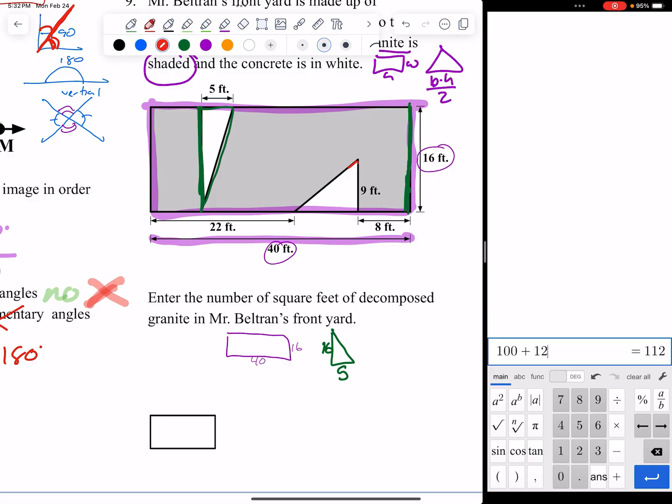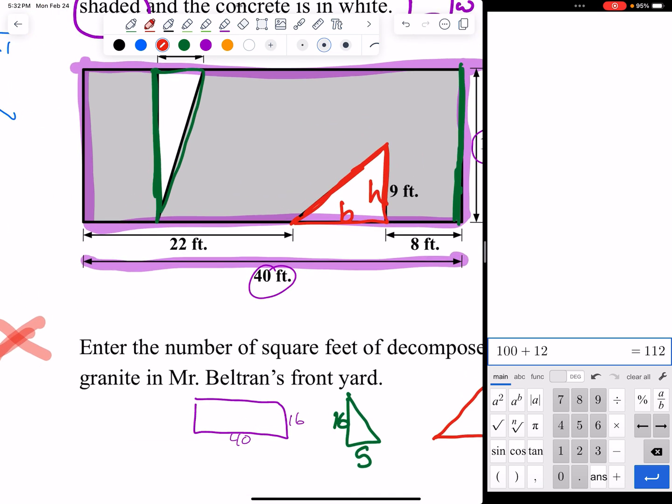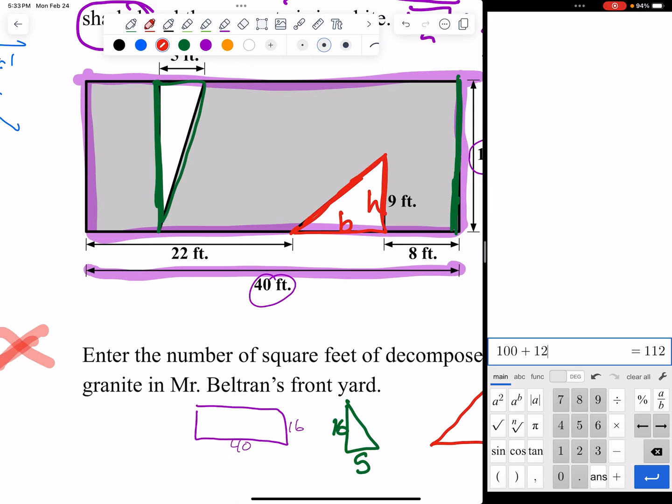Then I also have to get rid of this triangle. So what's the bottom and what's the height? So I have another triangle. The height is 9, and the bottom, aka the base, what is it? So they gave me other numbers, right? They said that from here to here, it's 22. Then I have 8 right there, so 22 and 8. So how do I find the missing one? Well, the whole thing is 40. So let's use our calculator. 40, take away 22, take away 8, and then my base of the triangle is just 10.